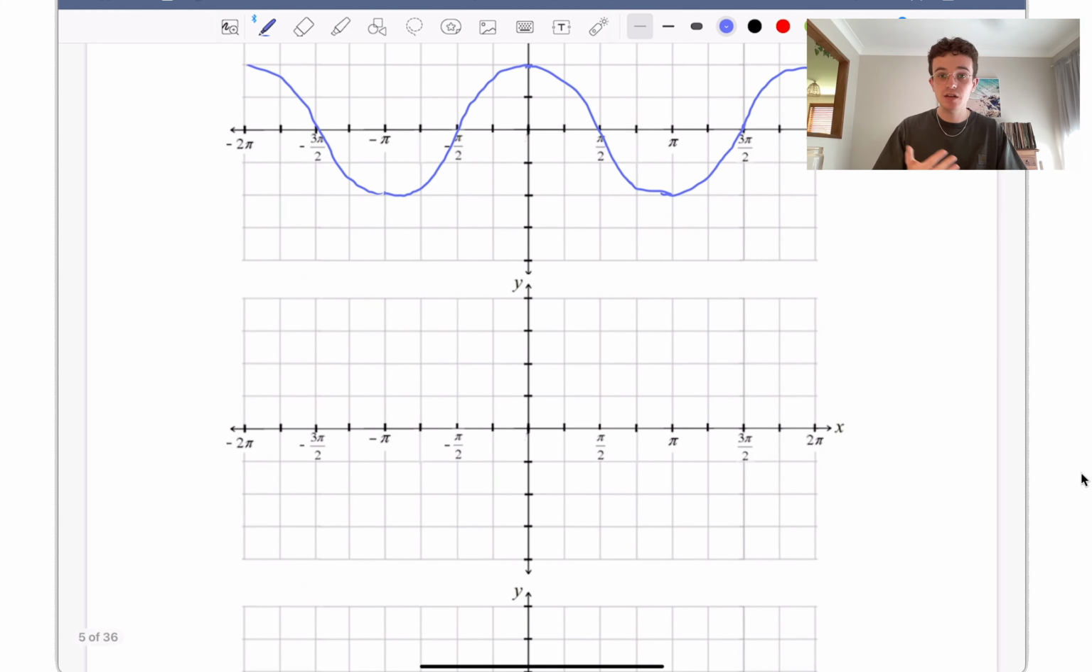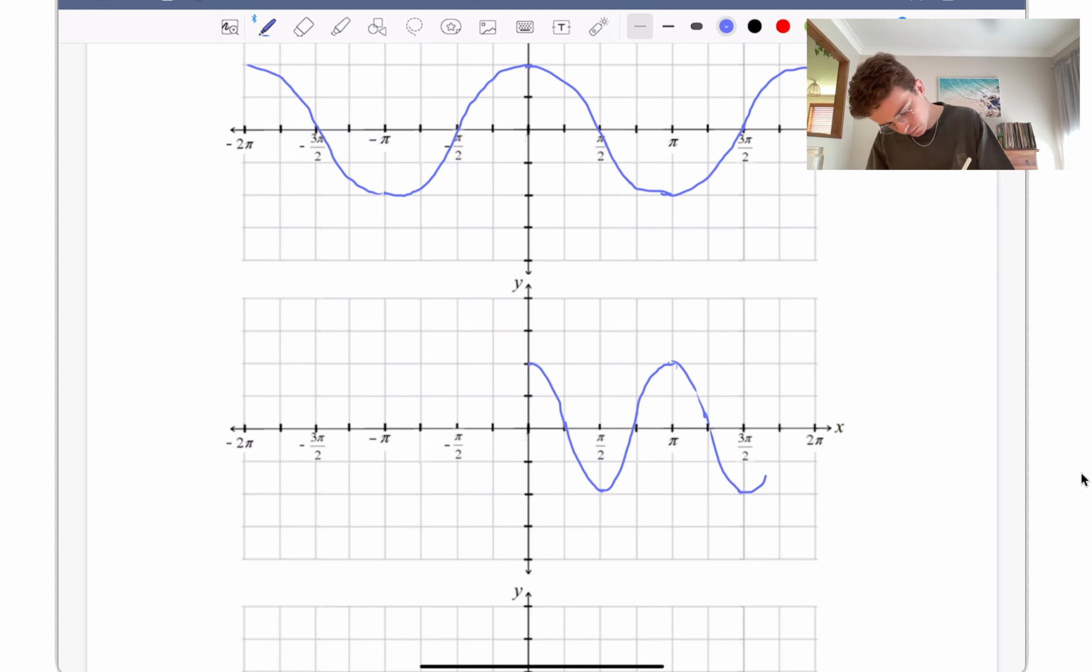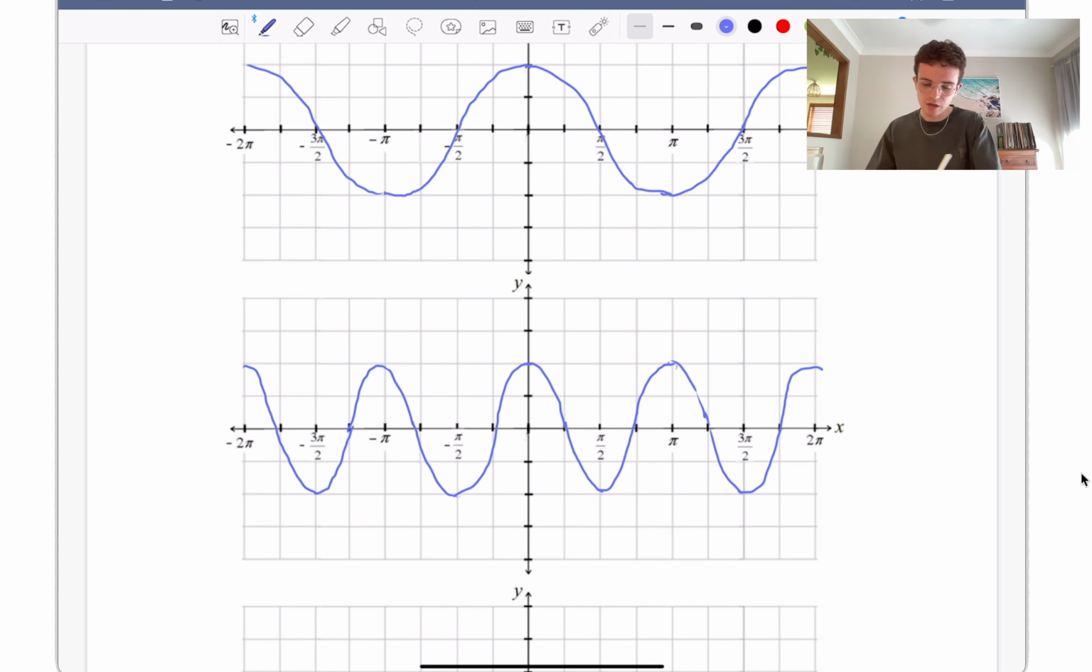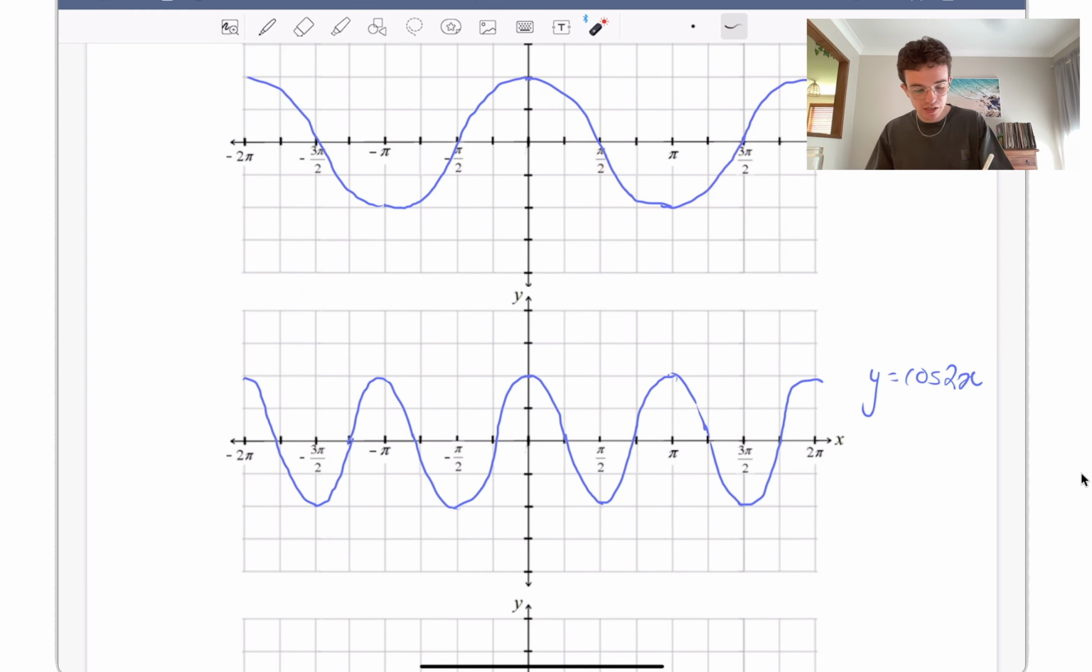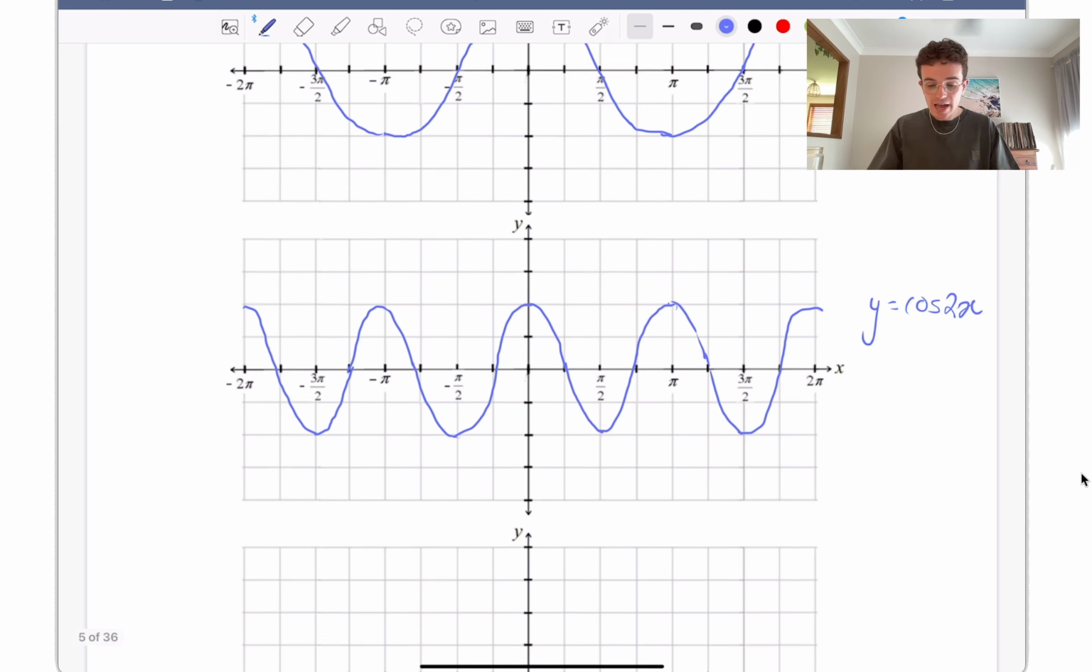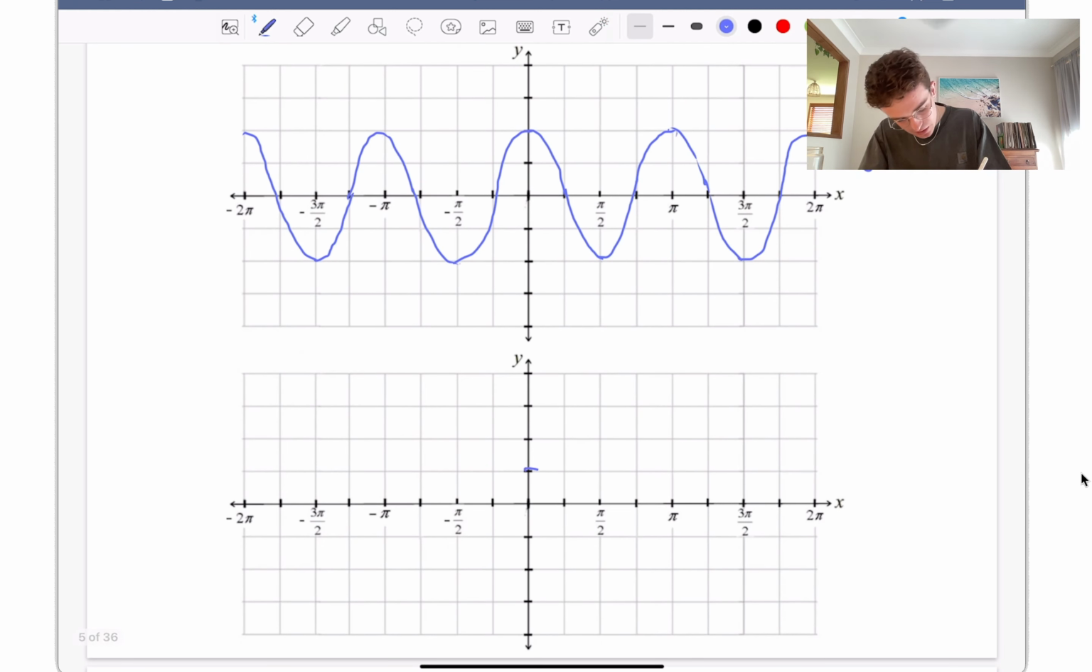Now cos of 2x again is going to have the two loop-de-loops in the same period. So we're going to start here, but we're going to go down and then back up in the space of pi instead of 2 pi. There we go, so that's y is equal to cos of 2x. And then again, so we can see here that we've got one loop-de-loop here, and in the same distance we've now got two loop-de-loops. Let's do a half cos of 2x, so it's going to be the same thing, except it's going to be half as big.